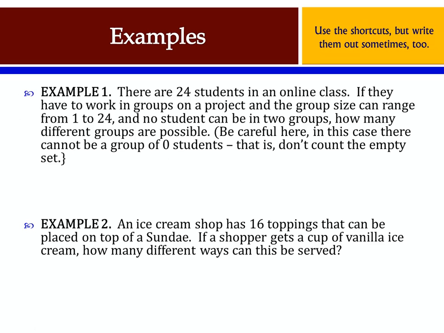So here are a couple of examples, and we'll use the shortcuts this time, but sometimes you might want to write out the sets just to prove to yourself that it actually works. So there are 24 students in an online class. If they have to work in groups on a project and the group size can range from 1 to 24 and no student can be in 2 groups, how many different groups are possible?